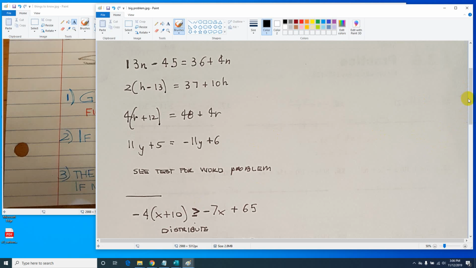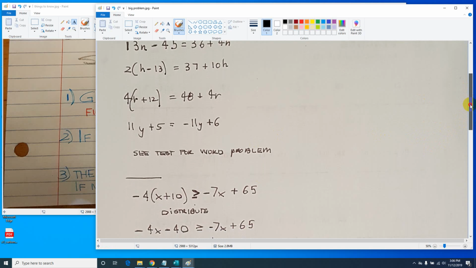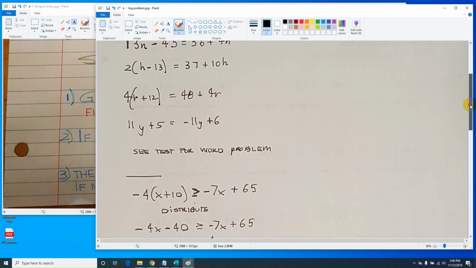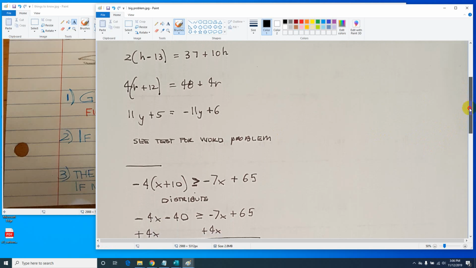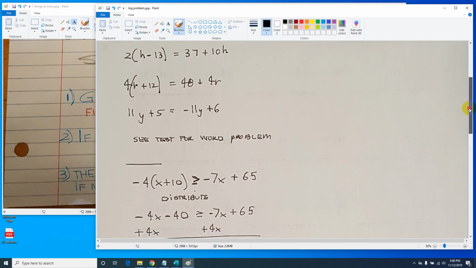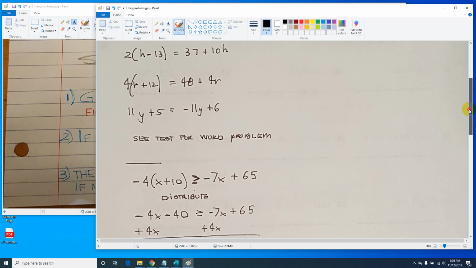And you get -4x minus 40 is less than or equal to -7x plus 65. Now you have to move the x's to one side and the constants to the other. So in this case, I added a 4x to both sides. That's fine, no problem. Do the same thing to both sides. You do the opposite of -4x. You add it to both sides. That blows off the -4x.